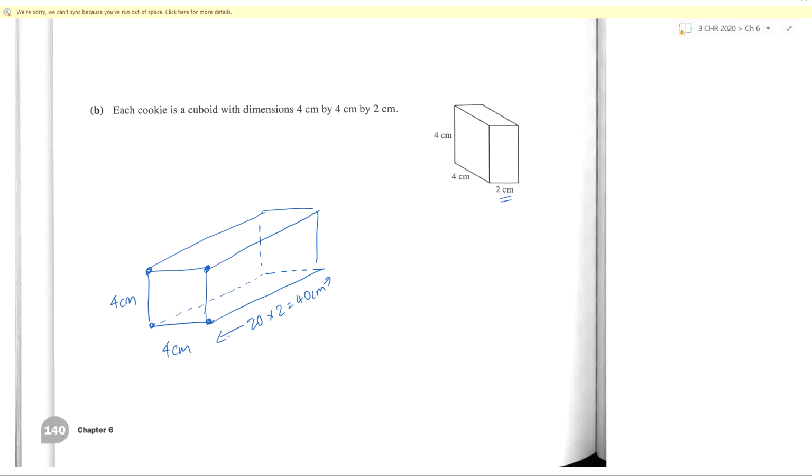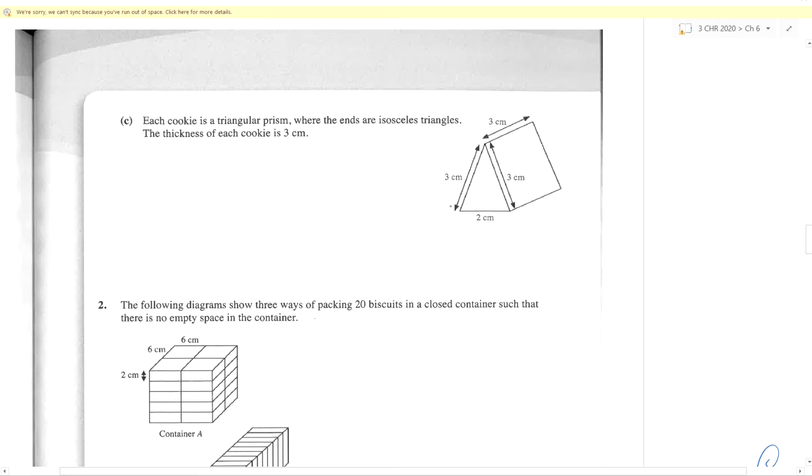Okay, let's do one last one, part C by yourself first. Okay, so here we have the triangular prism for each cookie. Well, it's a ridiculously thick cookie. Can you imagine a thick cookie that's 3 cm thick? How to eat? So thick. And over here we've got, again, 20 pieces.